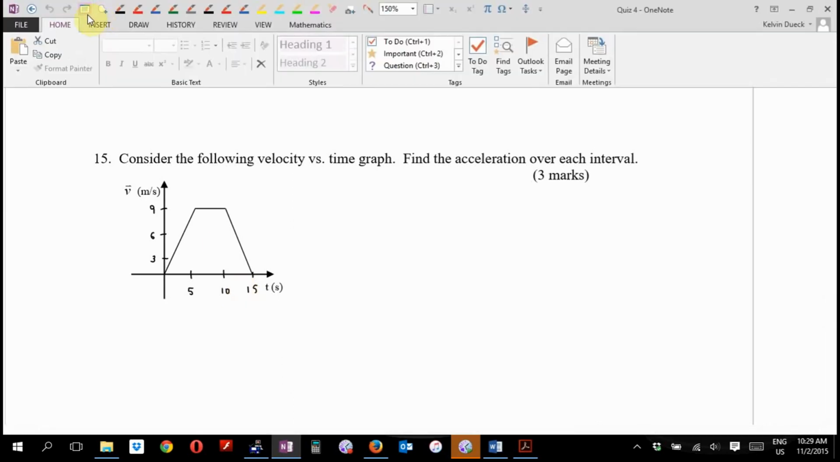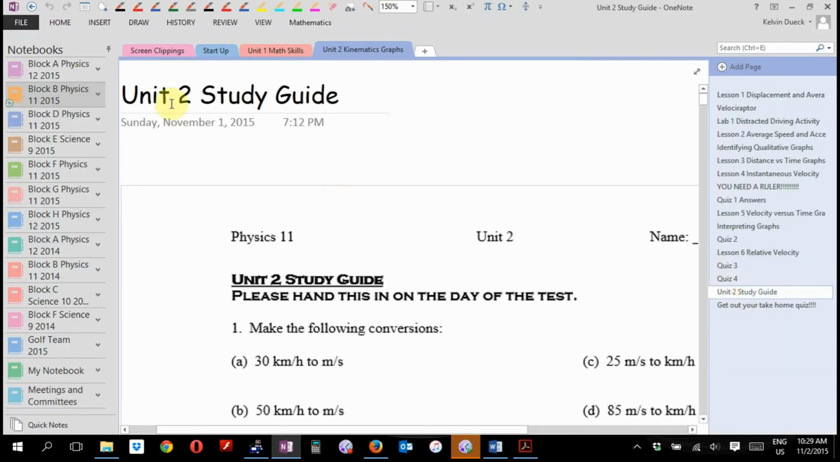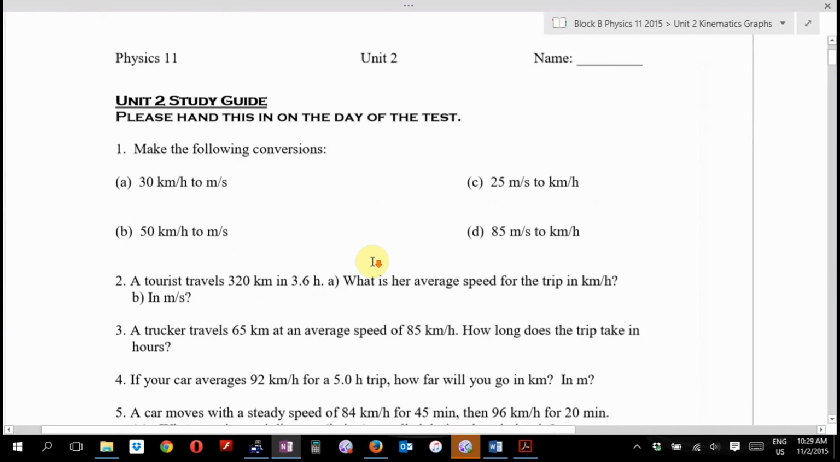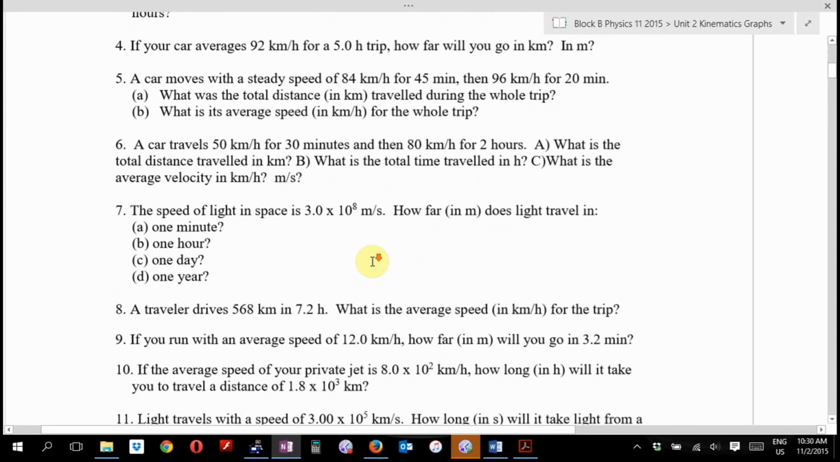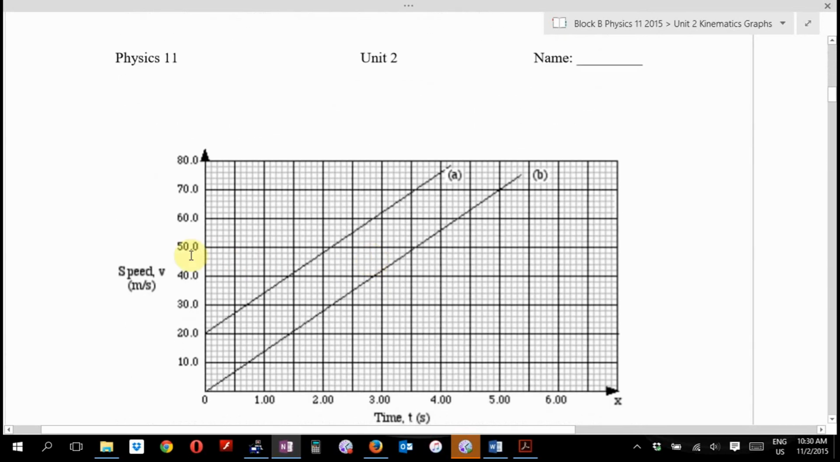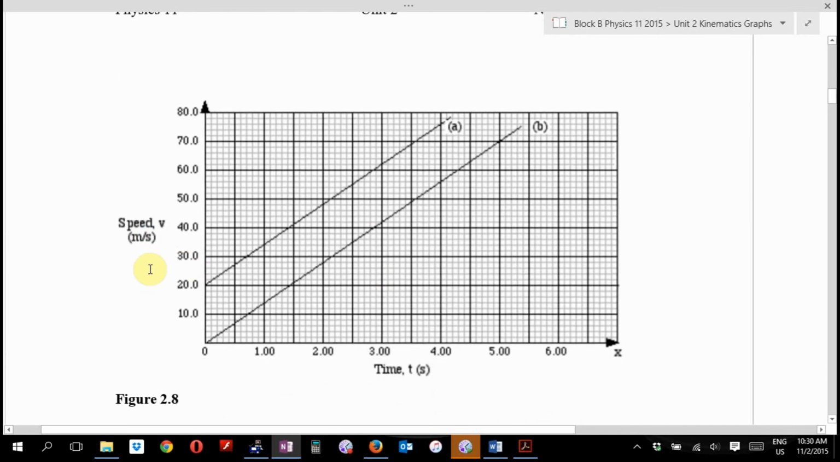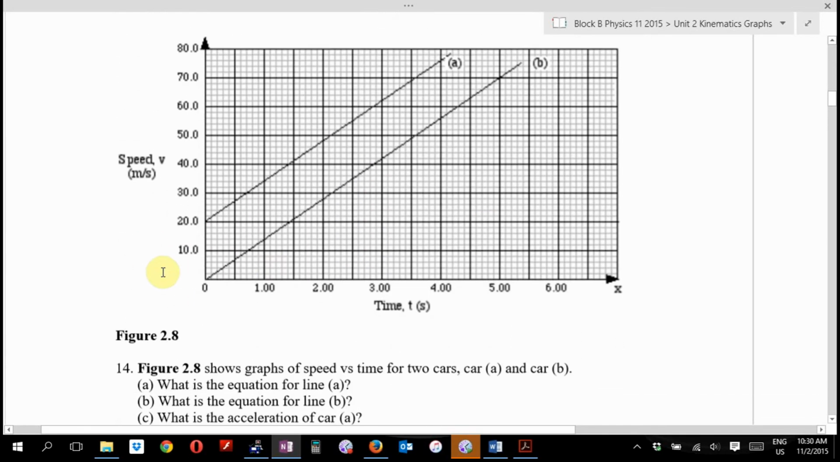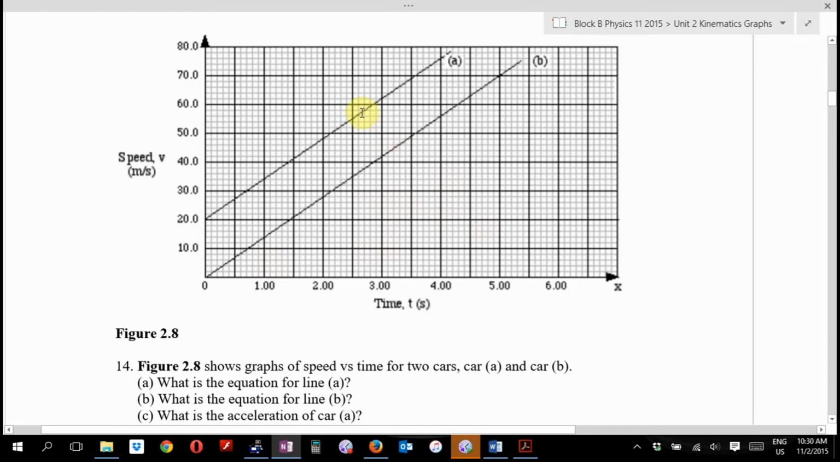Then if you look at the unit review study guide, because I haven't done as much velocity versus time graphs compared to the amount of time we spent on distance versus time graphs, you're going to notice a lot of the graphs are speed versus time. And I did want to talk about number 14. That's this one right here. For some reason, when I photocopied these, when they shrunk down, things got a little bit warped. You can assume that both of these lines have the same slope.